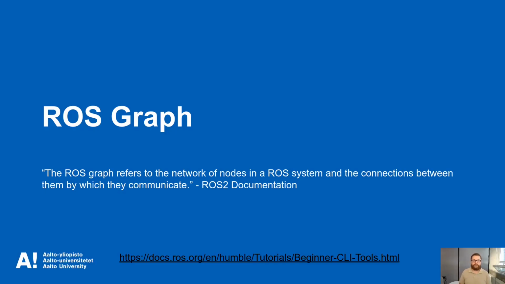All right, jumping now into the ROS graph. So what is a ROS graph? A ROS graph is basically the network of nodes in a ROS system and their communications with one another. So it's basically the architecture of your ROS-based solution.